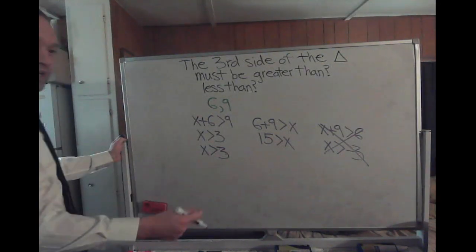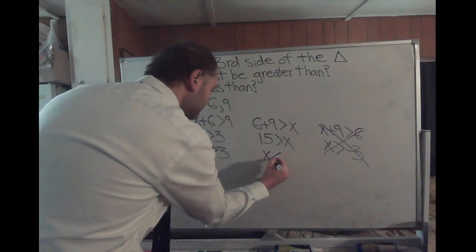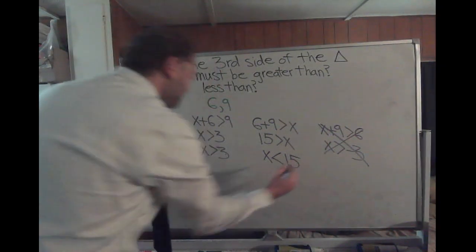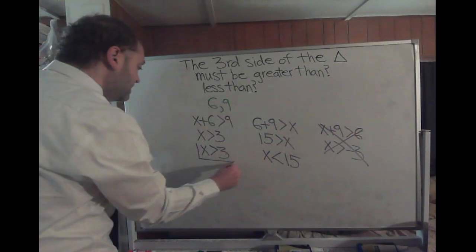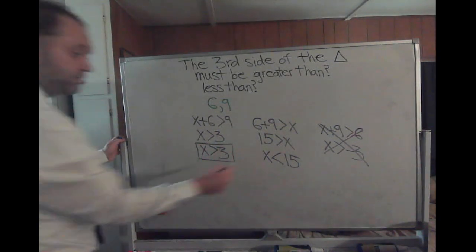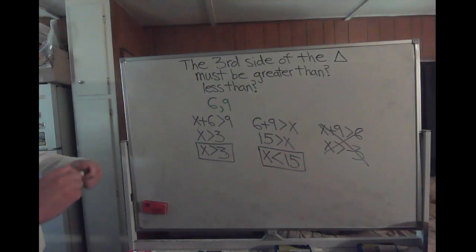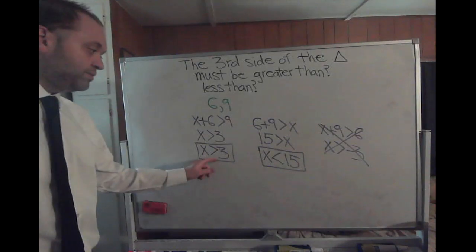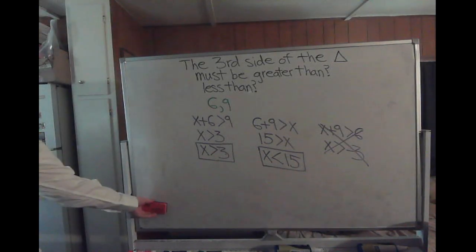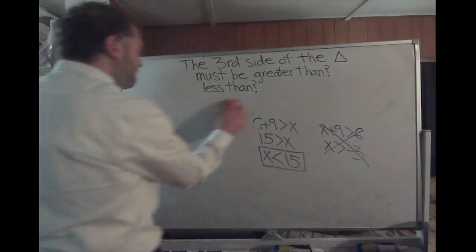x greater than 3. Well, if 15 is greater than x, that means x is actually less than 15, right? So those would be your answers. x has to be greater than 3 but less than 15. That would be the range for your third side, what the lengths could be. Greater than 3 but less than 15. And I've got 3 more exercises like this.